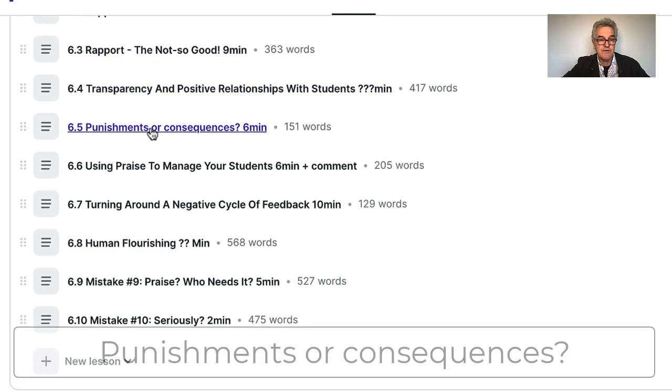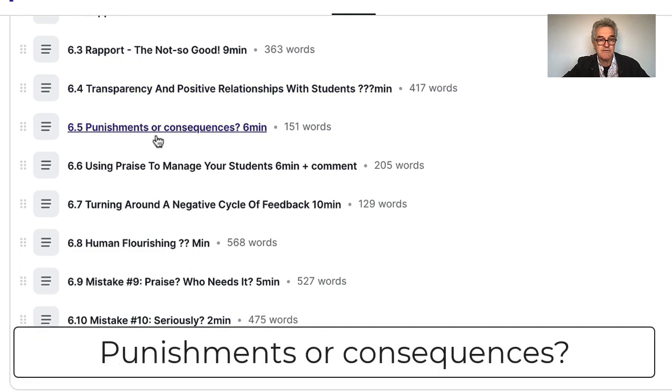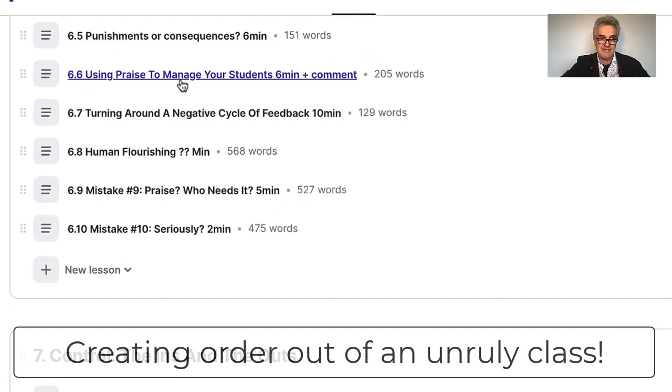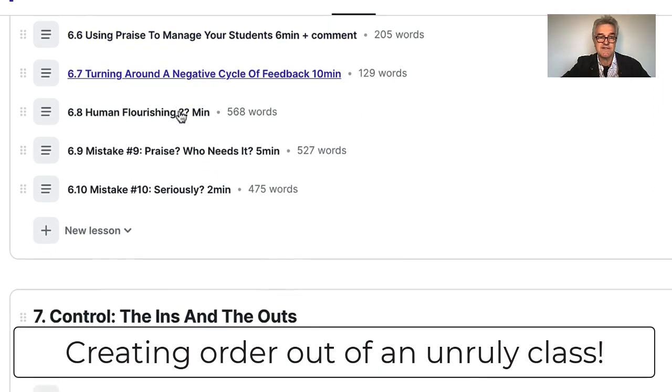Transparency with your consequences or punishments that you dish out to kids. Are they punishments or are they consequences? It's important to know this. Praise to manage students. You might have a class that is unruly. They're kind of out of control. They're really hard work. Well, here's a strategy that you can use to turn this situation around. There's a few videos involved in this particular section.